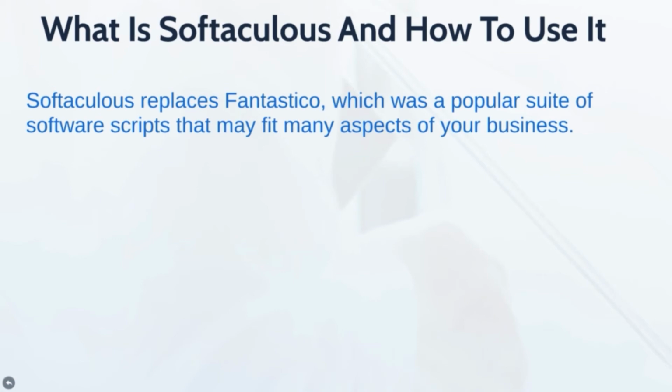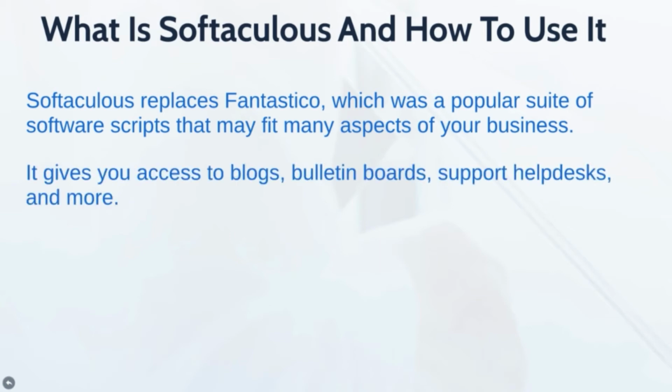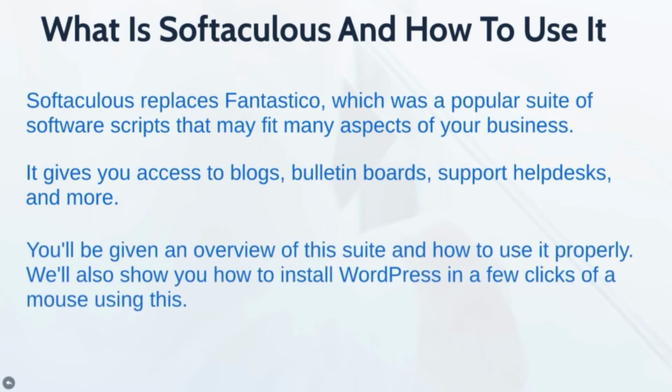Softaculous replaced Fantastico, which is basically a popular suite of software scripts that you can build into your website. Things like WordPress and Joomla. If you want a forum, you can build forums with Softaculous. There are a lot of different free scripts that you have access to that you do not have to spend extra money for. They're all built in. In other words, Softaculous gives you access to things like WordPress, blogs, bulletin boards, even support help desk, and more.